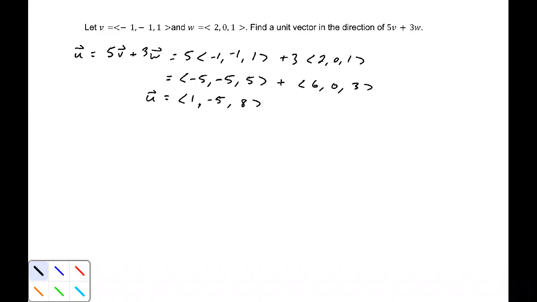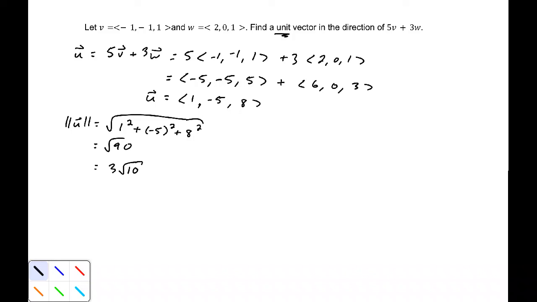However, this must be a unit vector. So let's find the magnitude of this vector. Magnitude of u will be the square root of 1 squared plus -5 squared plus 8 squared. And 1 squared is 1, -5 squared is 25, 8 squared is 64, so this is equal to the square root of 90, which simplifies as 3 square roots of 10. And you may notice this is not a unit vector.